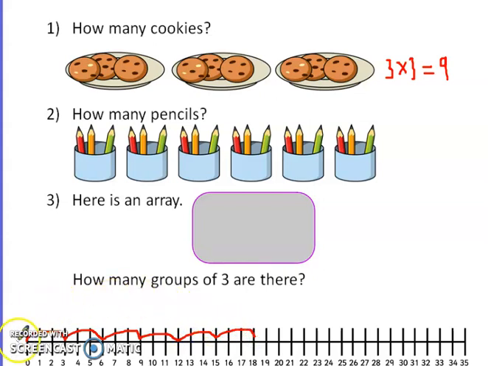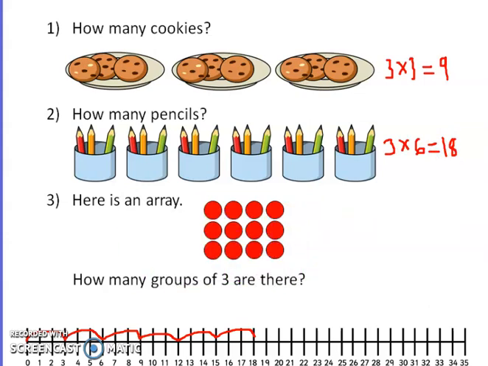6 groups of 3. Let's count with me. 3, 6, 9, 12, 15, 18. This shows us that 3 times 6, or 6 times 3, equals 18. Let's have a look at the last picture.